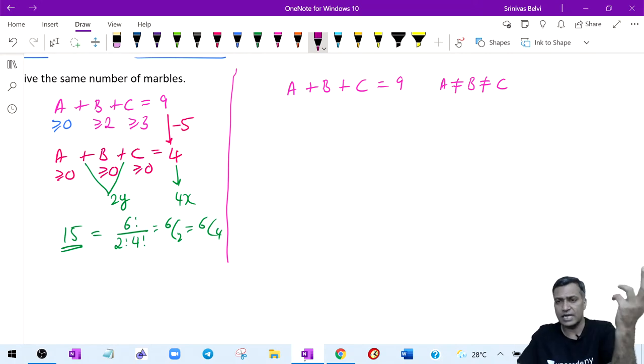Now, this number is 9. It is fine. What if it is a larger number? How do we deal with this? Should it be done manually? Not necessarily. What is the algorithm that we follow on this? The algorithm that we follow is simply this.